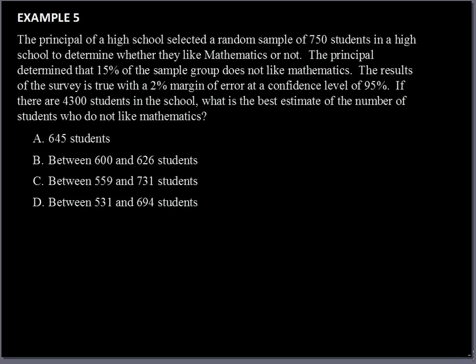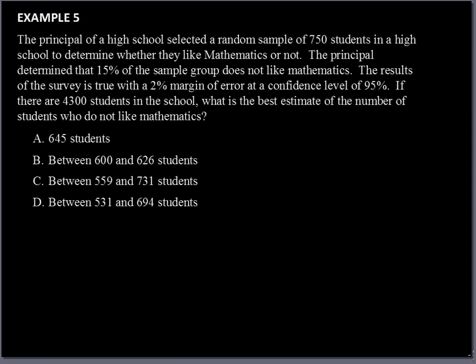Okay, let's take a look at this example. The principal of a high school selected a random sample of 750 students in a high school to tell me whether they like mathematics or not. The principal determined that 15% of the sample group does not like mathematics. 15%. So in essence, we are saying that if we are going to generalize our result, then we're going to look at 15% of the population potentially may not like mathematics.